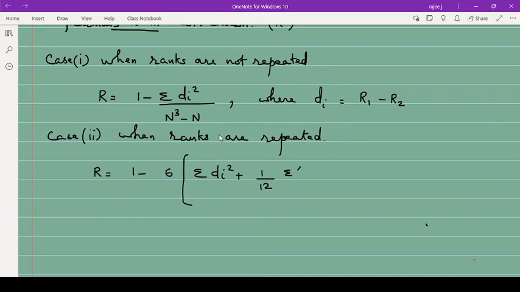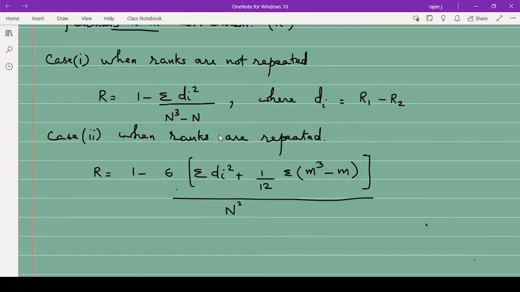summation of, don't worry about the formula, when you solve it, it is very simple, mi cube minus mi. Or if you write m cube minus m, this is also okay, where this m is the repeated ranks. How many times that rank is repeating, that is your m. Then divided by n cube minus n.